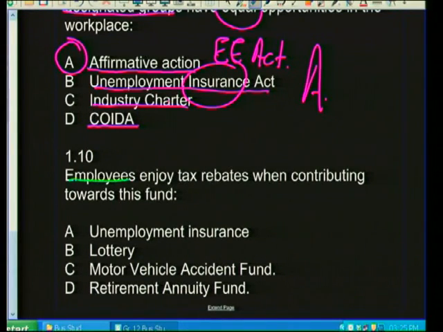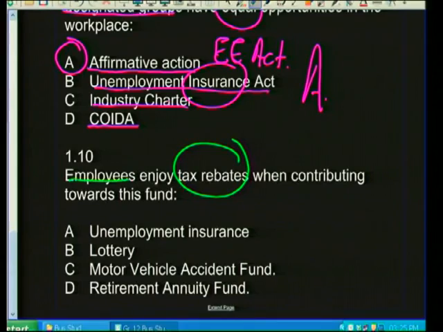1.10. Employees enjoy tax rebates when contributing towards this fund. So that means as a worker, if you contribute towards this fund, there is a tax relief for you. Rebate means it's almost like a discount you are going to get on your tax. So when you fill in your tax return, you are going to benefit from this from a tax point of view.